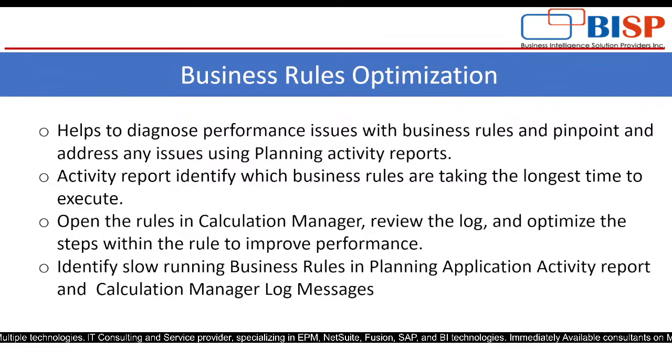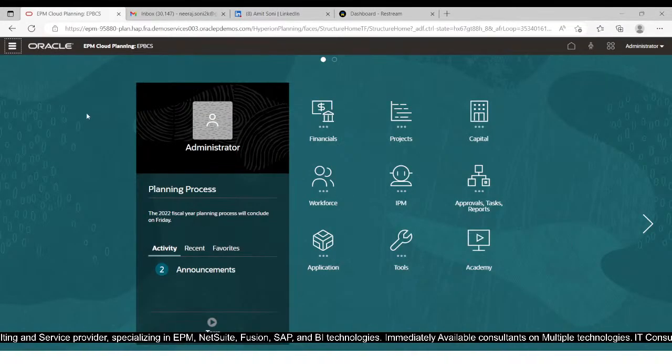So we can say that we can identify the slow running business rules in the planning application activity report and Calculation Manager log message. So we will see how we can view the slow processing business rules.